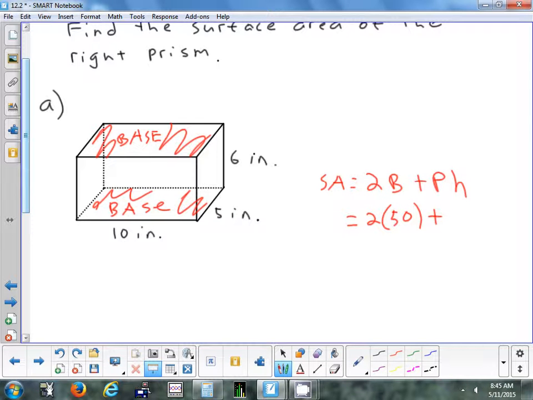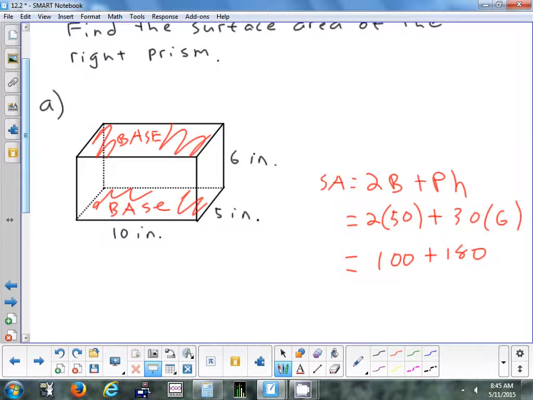Okay, how about the perimeter? Oh, Alyssa, what's the perimeter of the base? Good, 30. It's 10, 10, 5, and 5. Okay. And lastly, the height, that's the distance between the bases, is 6. Okay. There's your shortcut to finding the surface area. If you forget this formula, that's okay. Go back and do it the long way. You can get the same answer.